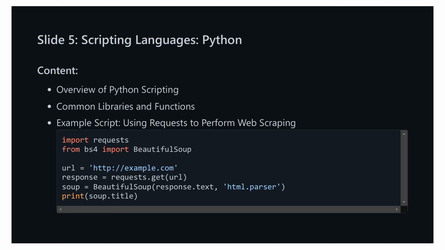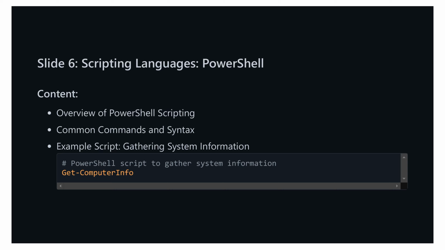Next, we'll delve into PowerShell scripting, another critical tool in the scripting landscape. We'll cover its common commands and syntax before illustrating its use through a practical script that gathers system information. Stay tuned. In the previous slide, we delved into the world of Python scripting, examining its common libraries and functions, with a focus on web scraping using the requests library and Beautiful Soup. We saw a straightforward example of fetching and parsing the title of a web page. Now, moving forward, let's dive into PowerShell scripting.